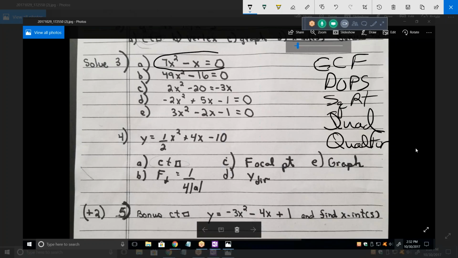Okay. So how would that factor? We would have the two parentheses. We'd have 7x and 7x in the first part. And then -4 and +4.